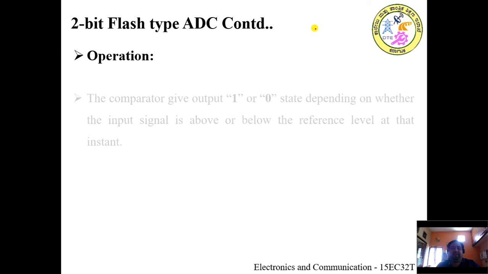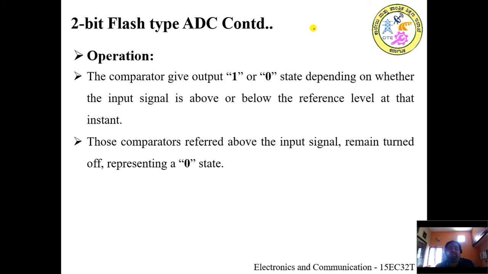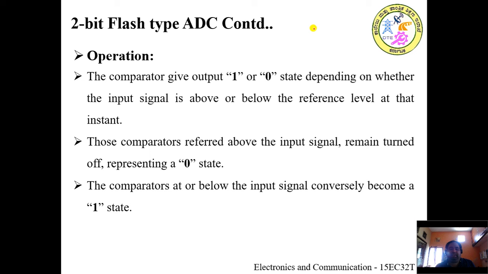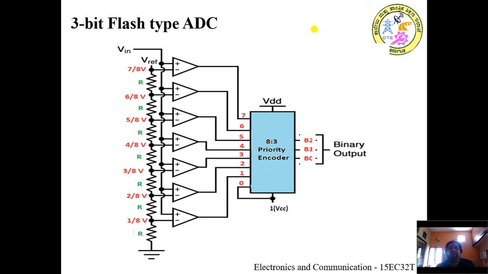The operation is explained here. The comparator gives an output 1 or 0 state depending on whether the input signal is above or below the reference level at any instant. Those comparators referred above the input signal remain turned off, representing a logic 0 state, and the comparators at or below the input signal conversely become a logic 1 state, and the code resulting from the comparators is converted to binary code by the priority encoder.